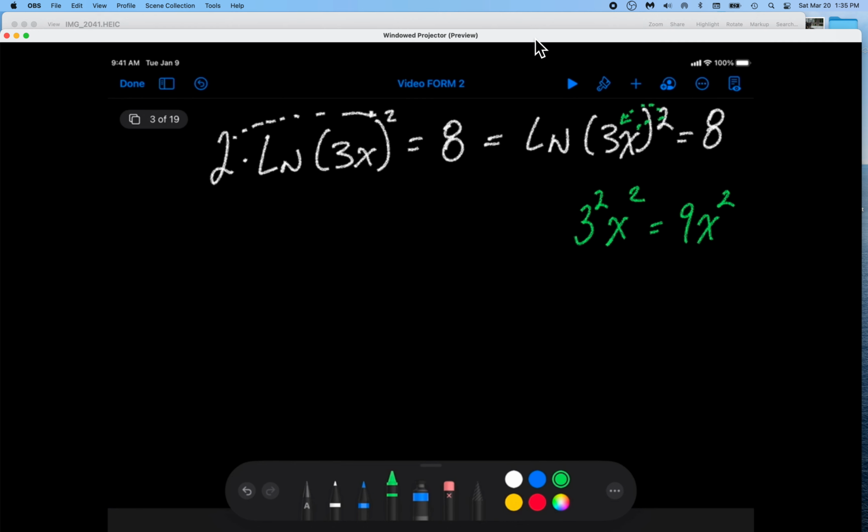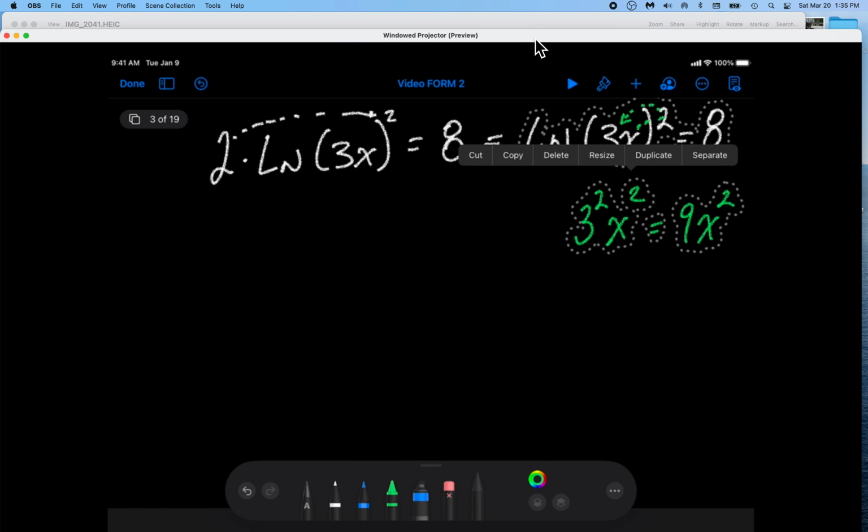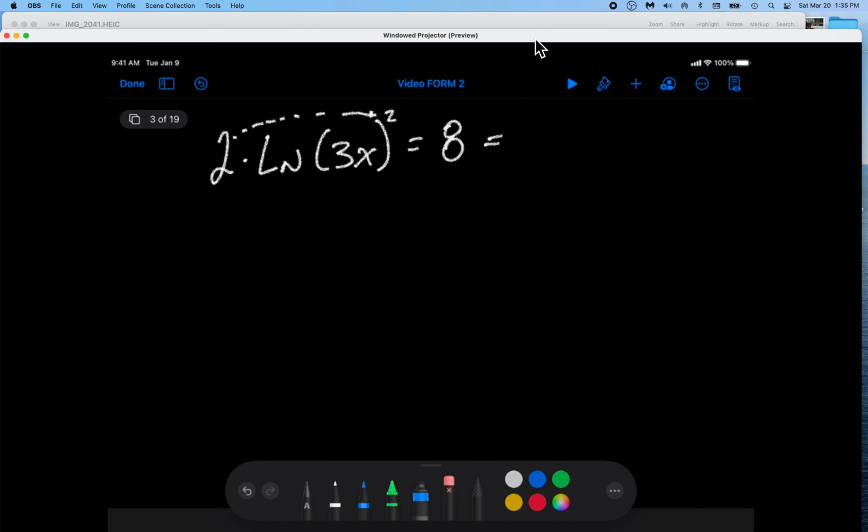But quite frankly, I think it's easier if right from the beginning you just divide 8 by 2. So we do not do this maneuver. Rather, we just divide both sides of the equation by 2.